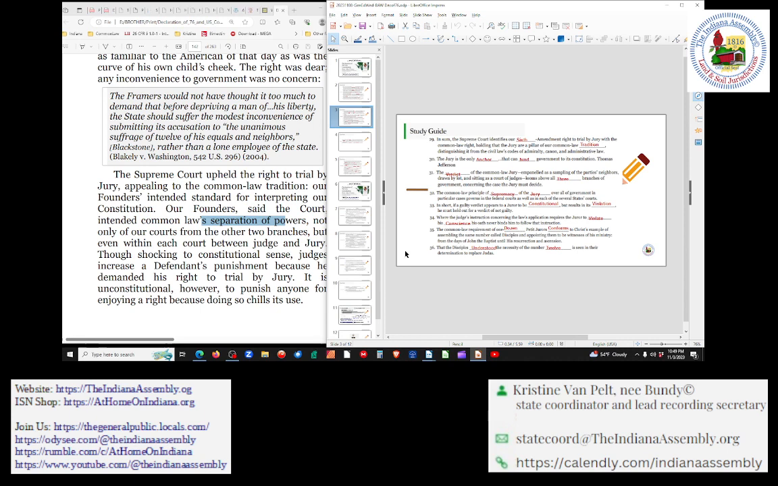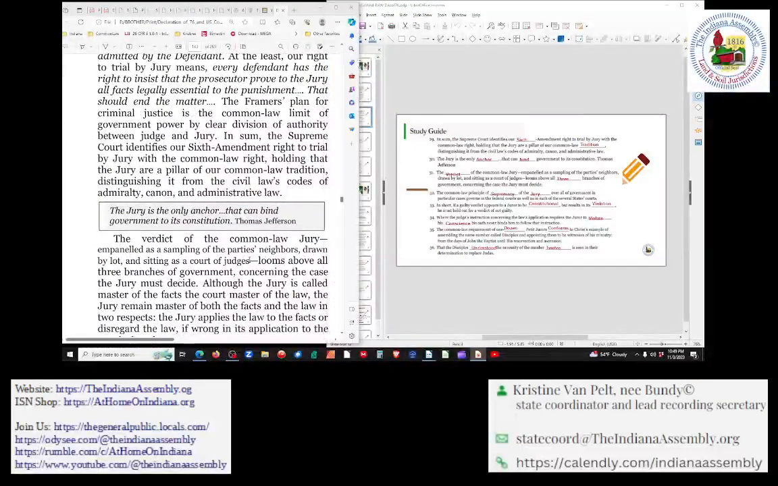Next page, 29. In sum, the Supreme Court identifies our Sixth Amendment right to trial by jury within the common law right, holding that the jury are a pillar of our common law tradition, distinguishing it from the civil laws, codes of admiralty, canon, and administrative law. Number 30, the jury is the only anchor that can bind government to its constitution. Thomas Jefferson.